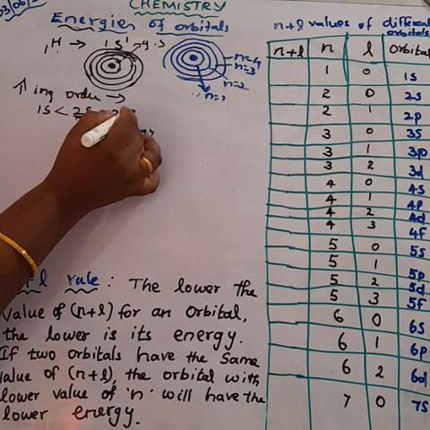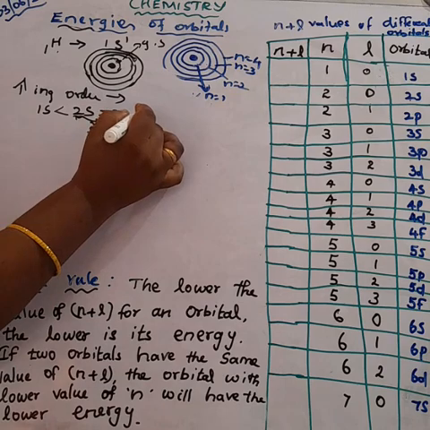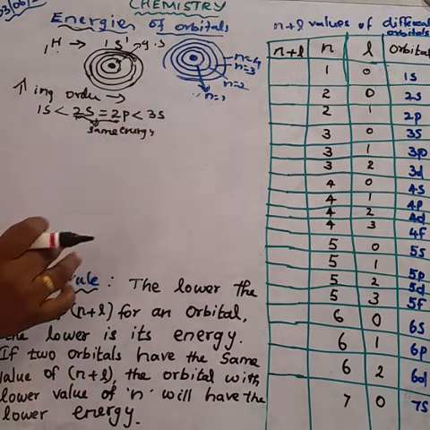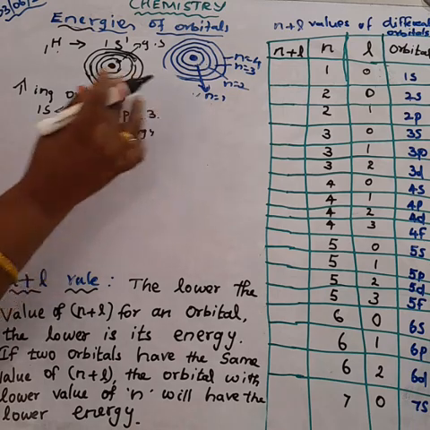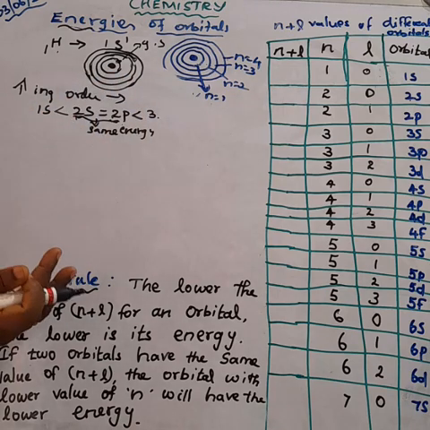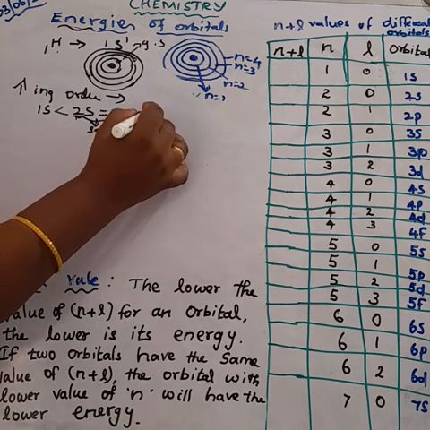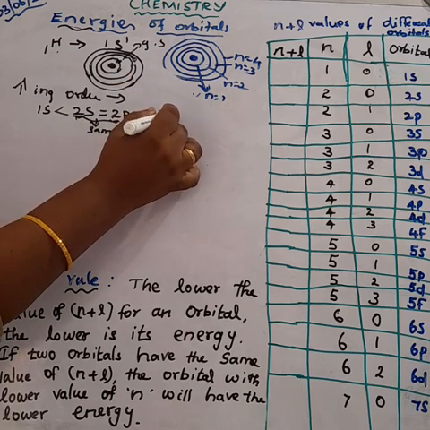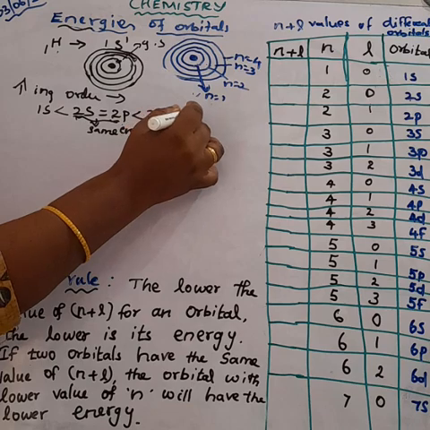Okay, it is less than. After that, n is equal to 3. How many subshells are there in the third shell? 3 subshells: 3s, 3p and 3d. These 3 subshells have the same energy. So 3s is equal to 3p is equal to 3d.